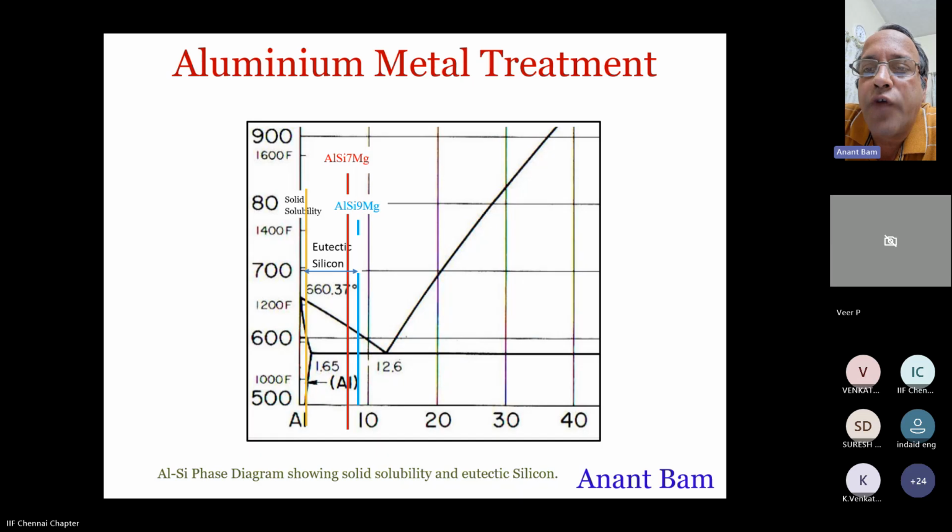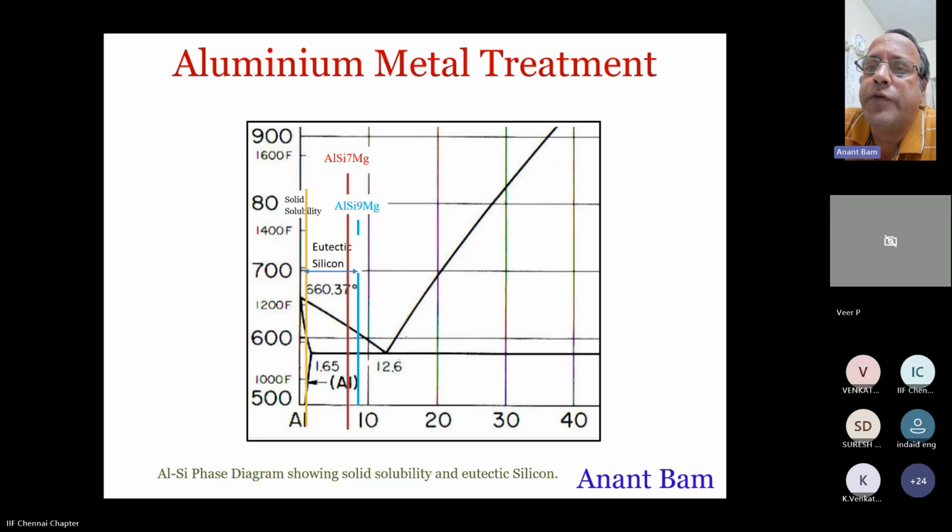Alpha phase is soft and ductile. It is seen as a white cell or white ellipsoid or a white amoeba-like structure under the microscope. It is the first cell to form in the case of hypoeutectic alloys, and it contains whatever silicon is in solid solution.